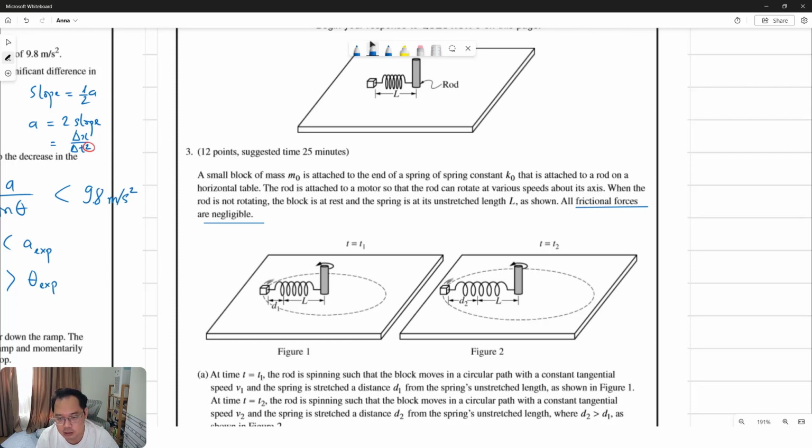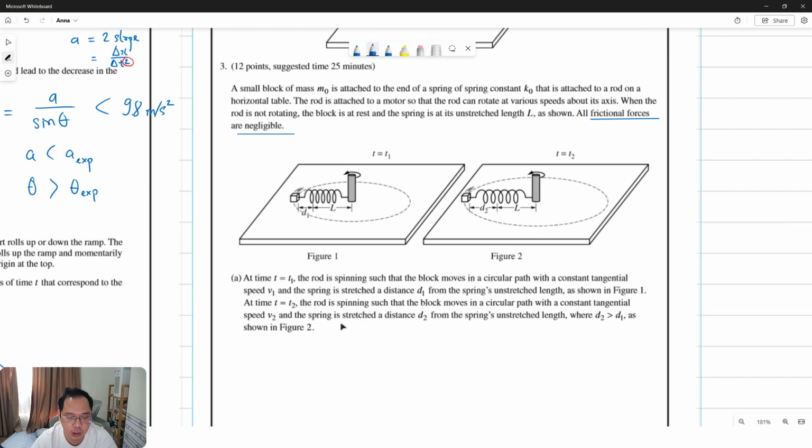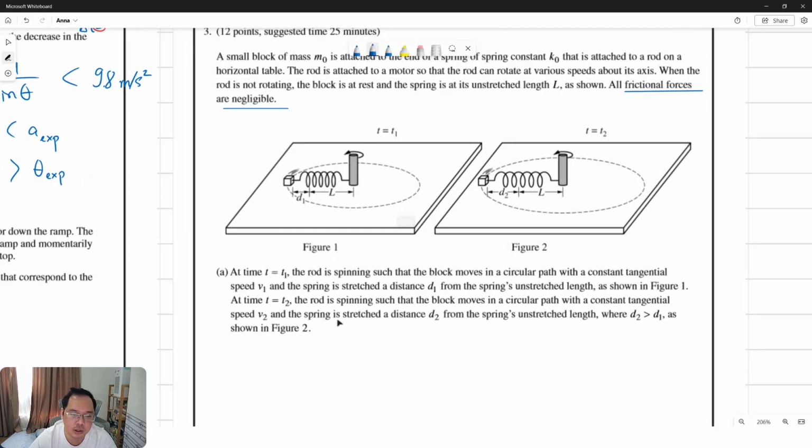At the time t1, the rod is spinning such that the block moves in a circular path with a constant tangential speed v1. Tangential speed, okay, we can illustrate that speed as this vector, which is tangent to the circular orbit, and therefore it's called tangential speed, v1. And then the spring is stretched a distance d1 from the spring's unstretched length, as shown in figure 1.